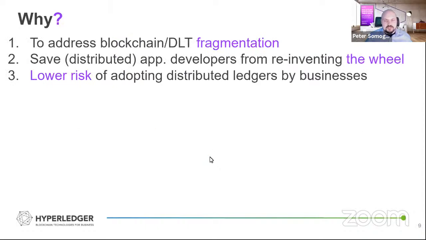Why do you want interoperability? Three super quick points. You want to address fragmentation, which is a problem, especially for enterprise users who need stability. You also want to save developers from reinventing the wheel every single time they have to connect one ledger to another in some way. And back to the enterprise use cases, you want to lower the risk of adoption, because the space right now is producing innovation at such a breakneck pace that the technology you pick today could be obsolete in a couple of years. We aim to somehow reduce the risk of that as well.